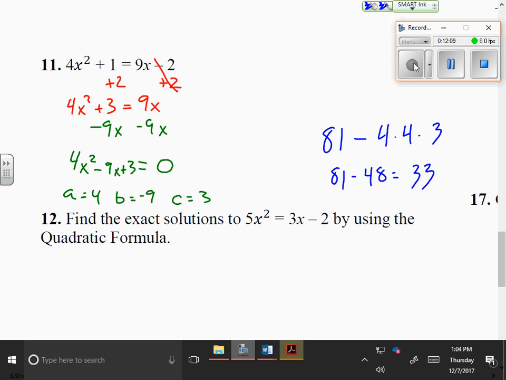So that means we have 2. This is not a perfect square. It's positive, so it's going to be a real root. But it's not a perfect square, so it's going to be an irrational root. 2 irrational roots.